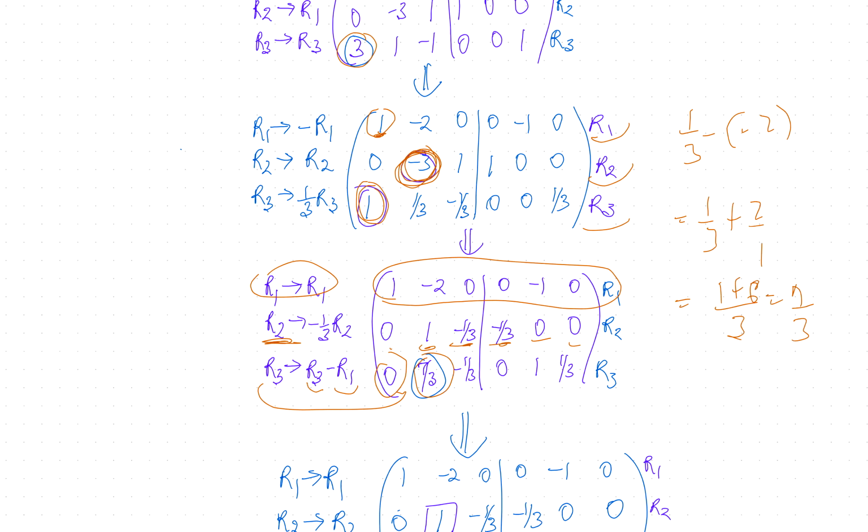So the next thing is to say, row 3 minus row 1. So minus 1 over 3 minus 0, that remains minus 1 over 3. 0 minus 0, that's why you have the 0. Then 0 minus minus 1, that's 0 plus 1, which is 1 here. 1 over 3 minus 0, you have 1 over 3. So that way, we have a new matrix again.